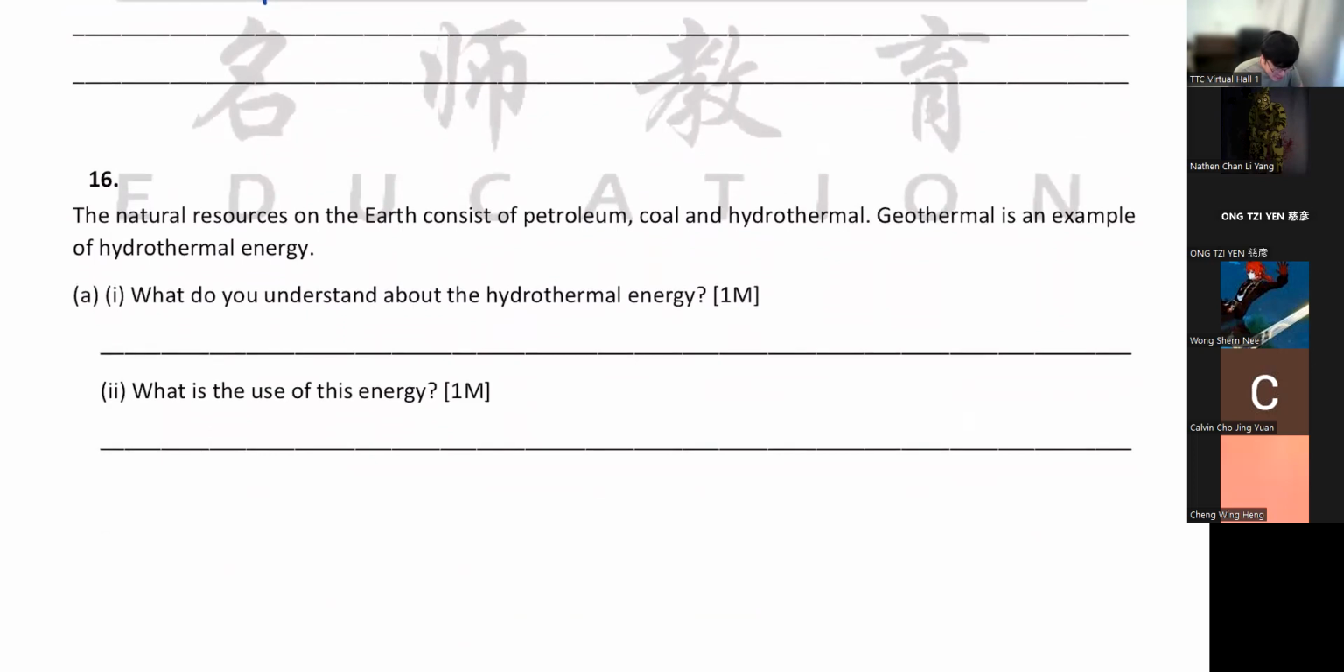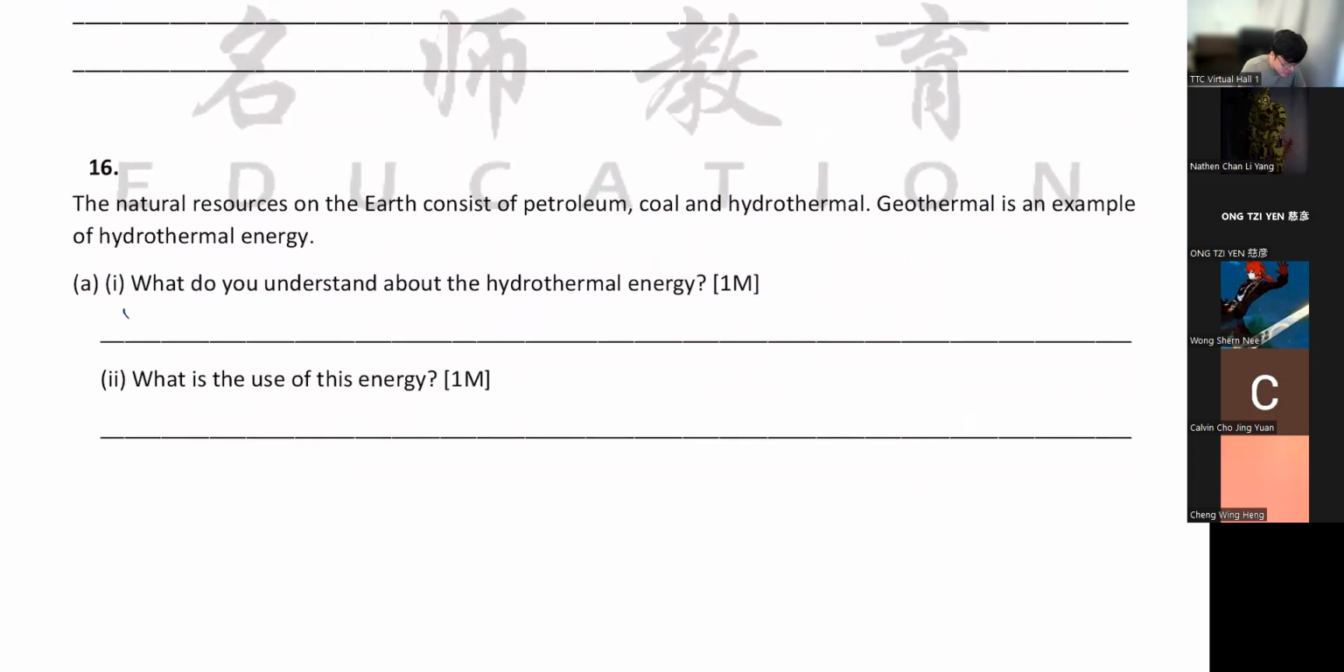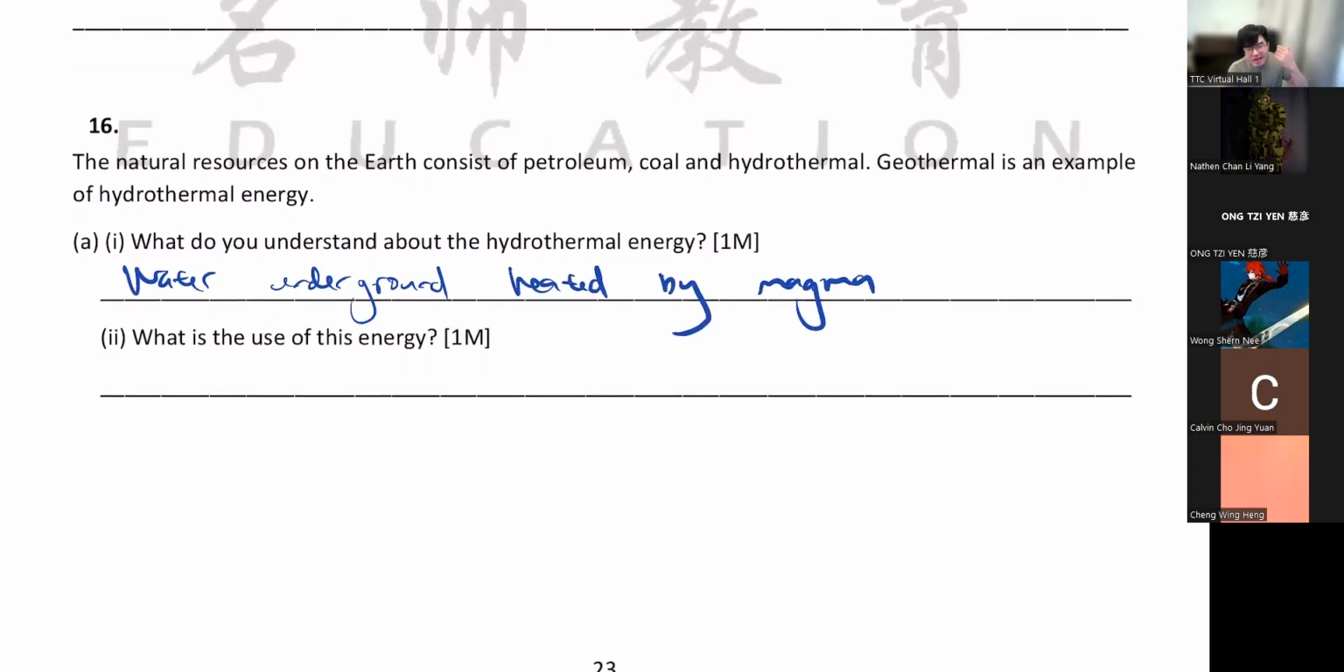Okay, so 16. Natural resources on Earth consist of petroleum, coal, and geothermal. What is geothermal, what is hydrothermal energy? It is water underground, heated by magma. Like I said, we don't have this. Any country with hot springs has this. Unfortunately, we don't. Or should I say fortunately? You go to Japan, there are tons of it. Underground water heated by magma.